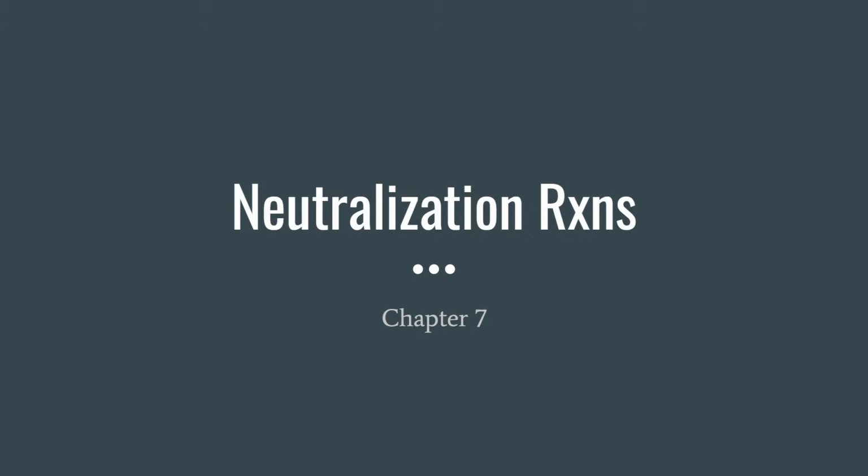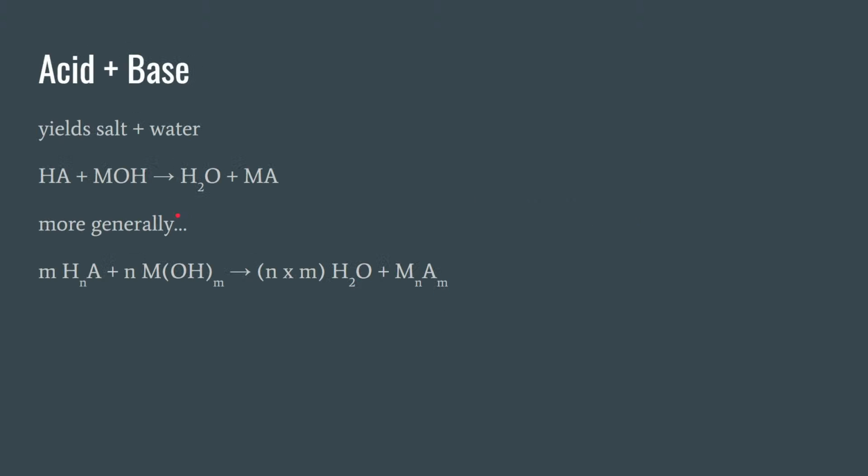All right, we're live. So, neutralization reactions, mixing an acid and a base. Usually, it yields salt and water. That's because the acidic proton combines with the hydroxide to produce water, and then the metal ion and the acid anion combine to produce just an ionic compound, a salt.